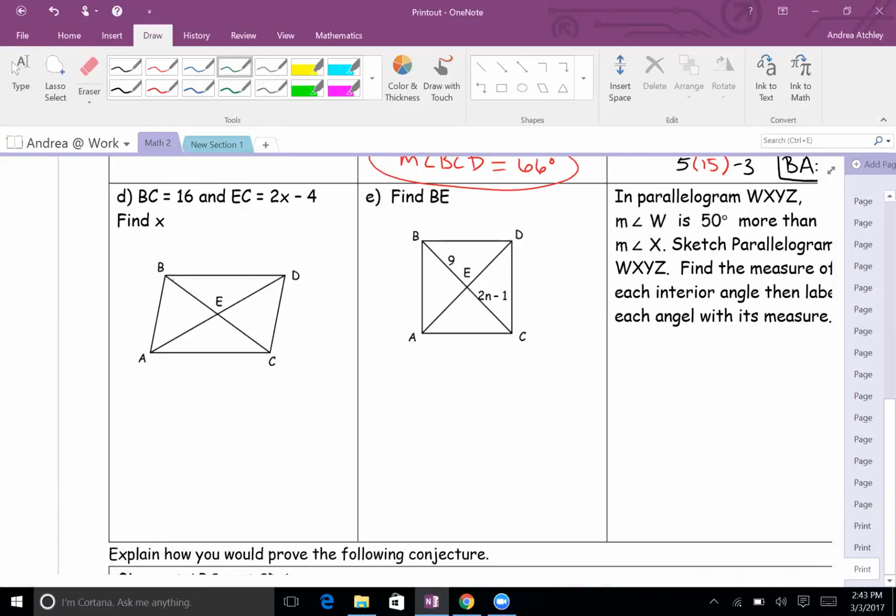Okay, this next one, BC is this whole thing here. BC is 16. And EC is right here. And it's 2x minus 4. Any ideas on how I can write an equation? Yeah? Okay, does that whole thing, does 2x minus 4 equal 16? What does 2x minus 4 equal?